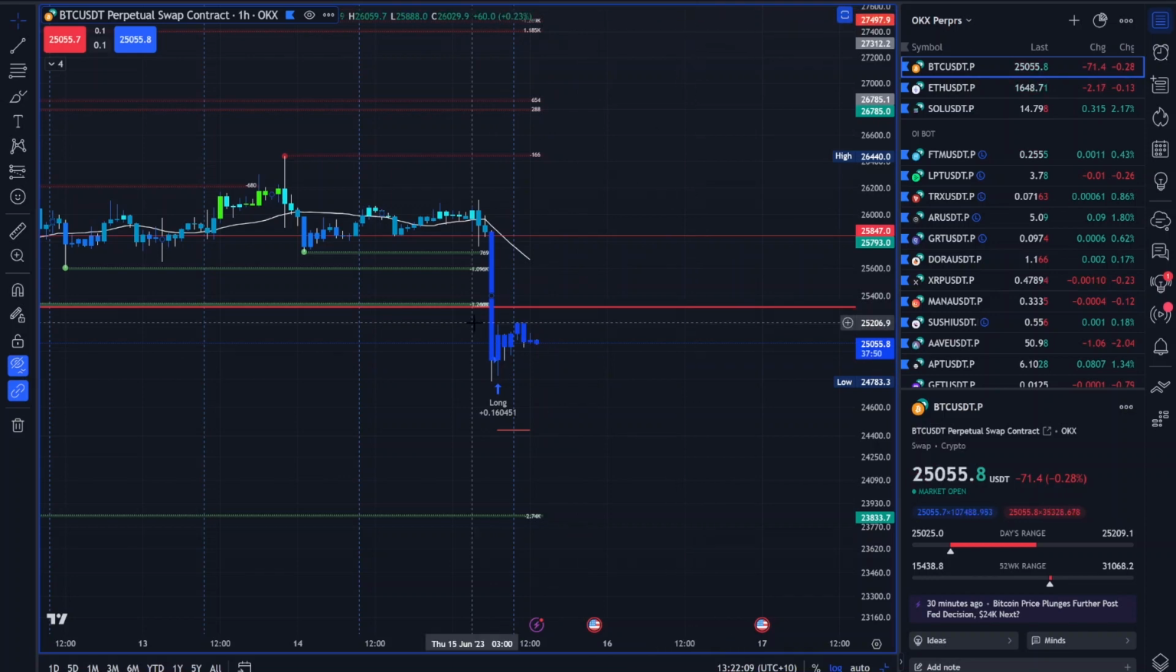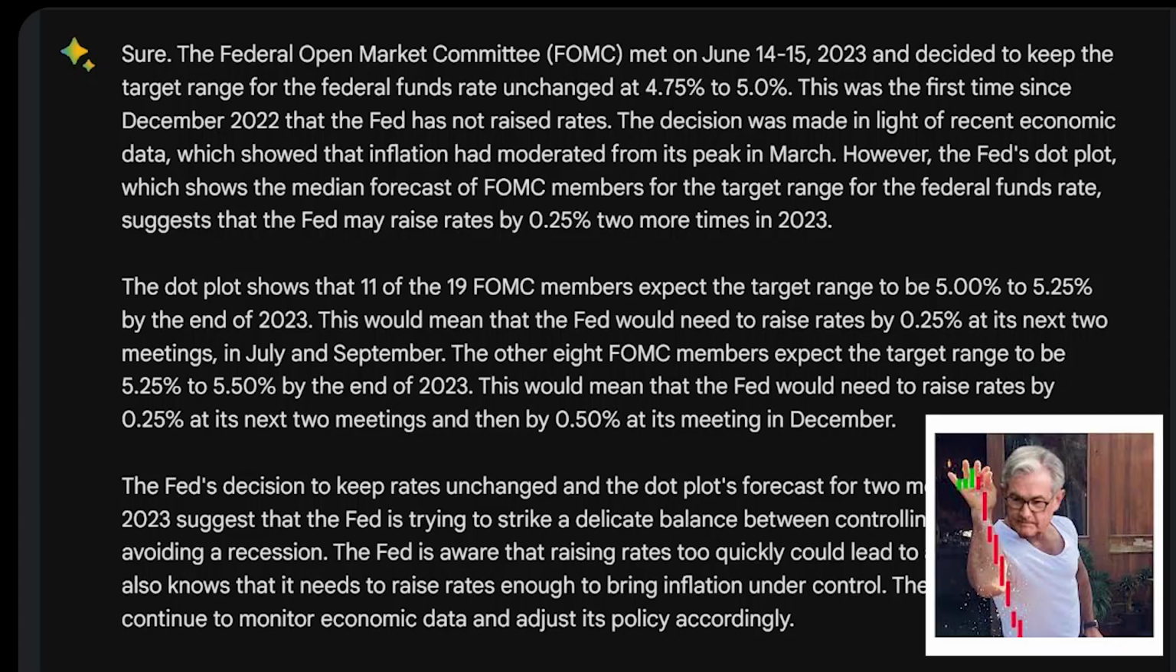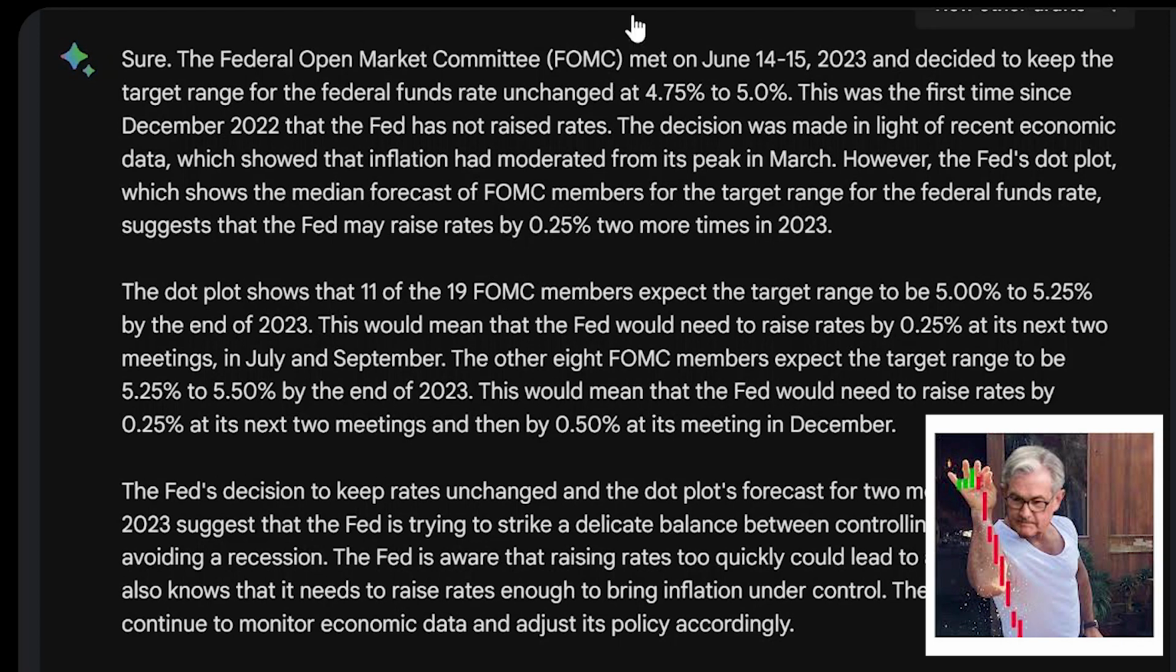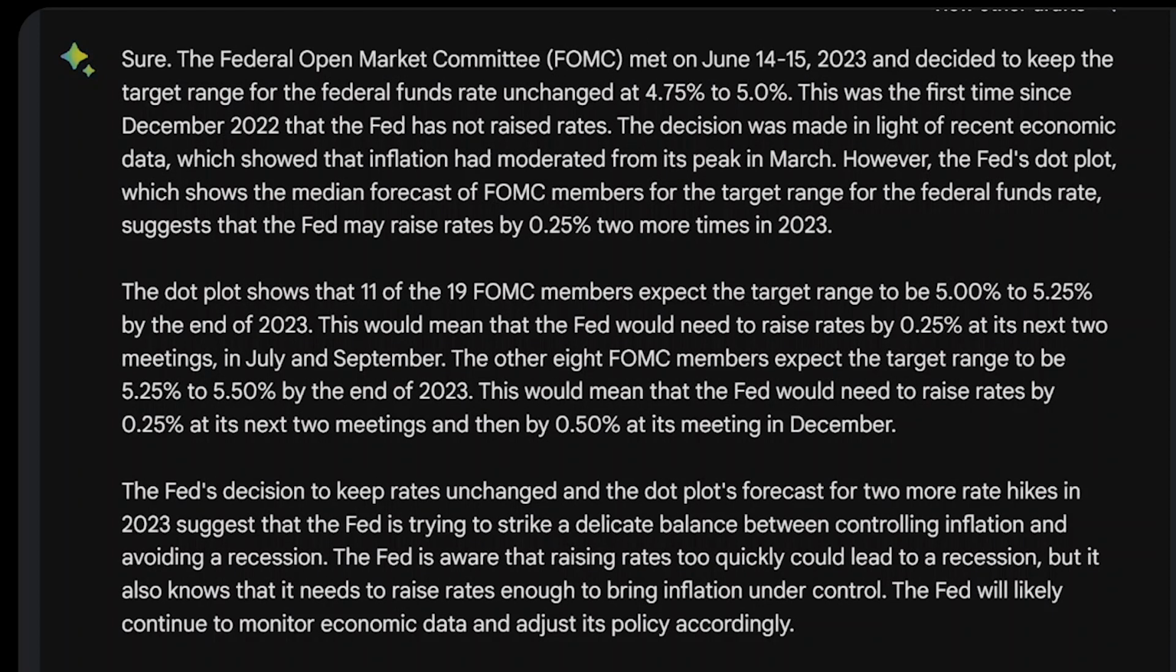Let's have a look at some of the fundamentals as to why that is. So let's quickly go over and have a look at what happened in the FOMC meeting. They met yesterday, at least with regards to US time. They decided to keep the target range for the federal funds rate unchanged at 4.75% to 5%. And this is the first time since December 2022 that the Fed has not raised rates.